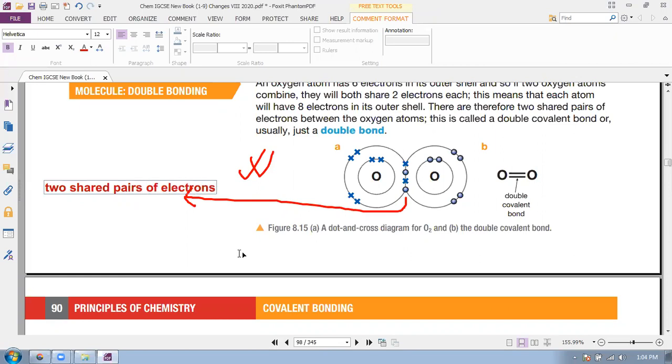Electrons. Double shared pair is called double bond. Double bond because each oxygen has 2,6 electrons in its outer shell. So oxygen needs 2 electrons. So this oxygen gains 2 electrons from this oxygen, and this oxygen gains 2 electrons from this oxygen. So it's a double bond. It's a double pair. Look at this.